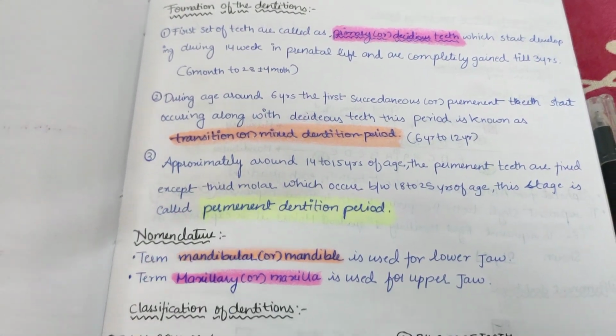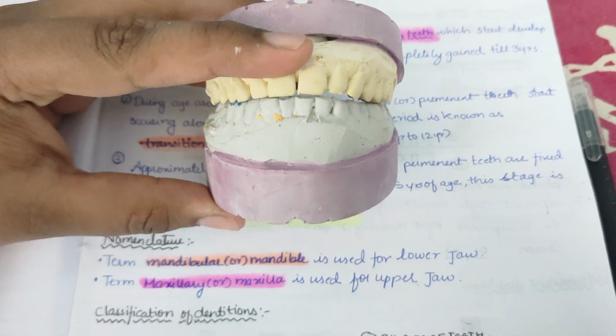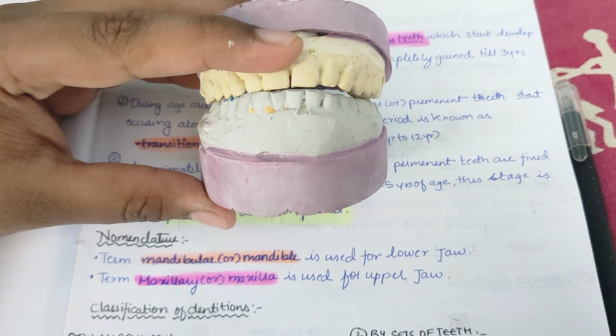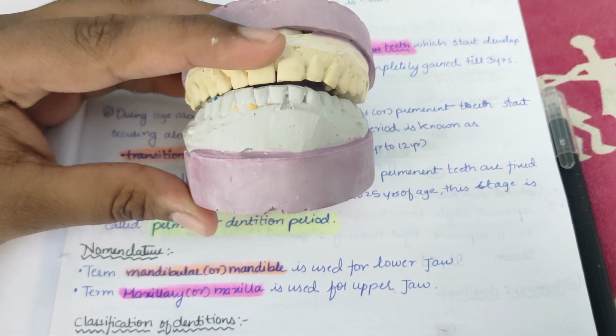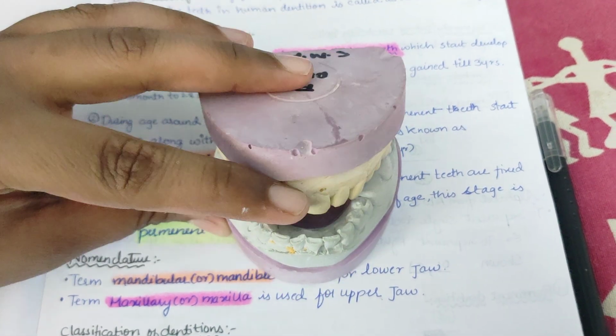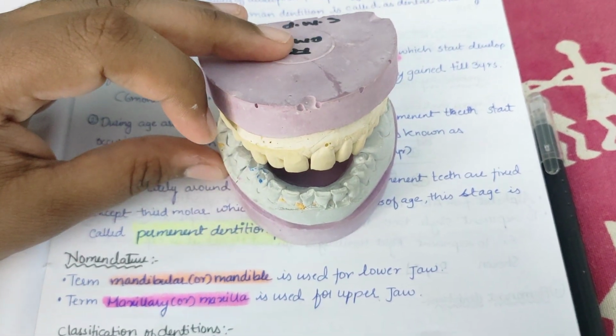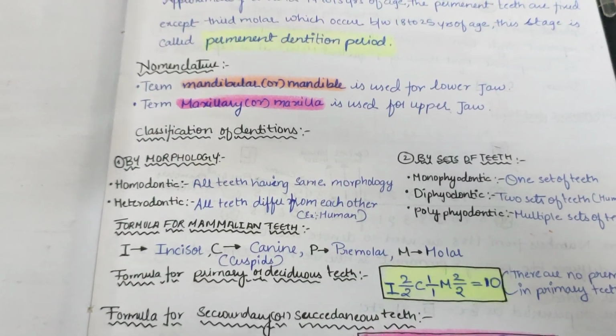Now let us go to the nomenclature. Here we can see the upper jaw. The upper jaw is also known as maxillary or maxilla, and the lower jaw is also known as the mandible or mandibular.